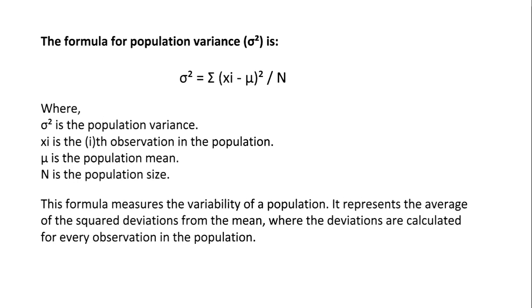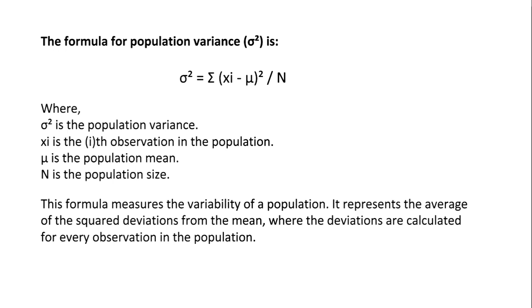The formula for population variance, sigma square, is sigma square equals summation xi minus mu whole square by n, where sigma square is the population variance, xi is the ith observation in the population, mu is the population mean, and N is the population size. This formula measures the variability of a population. It represents the average of the squared deviations from the mean, where the deviations are calculated for every observation in the population.